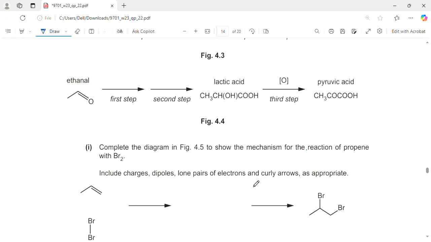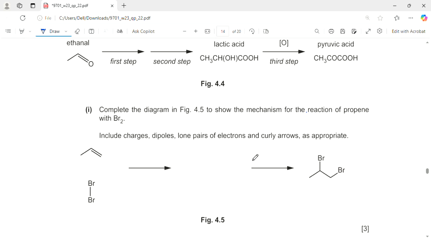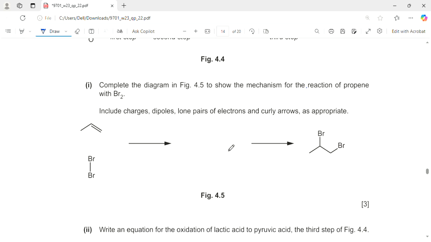Figure 4.5 shows the mechanism of the reaction of propene with Br2, including the charges, dipoles, lone pairs of electrons and curly arrows as appropriate. Okay, so we all know that this group attacks this bromine, and it should be positive, and this bond will go to here, and this should be negative.